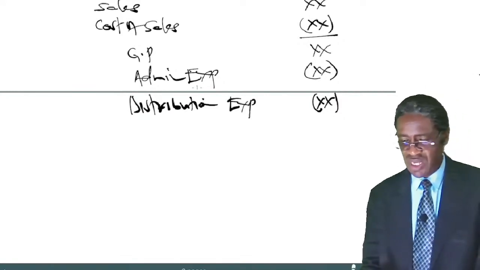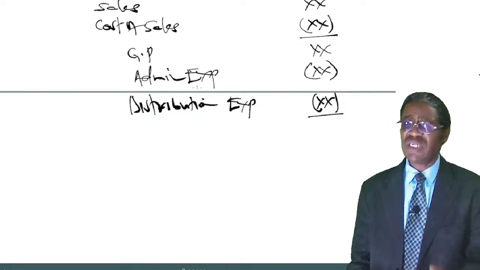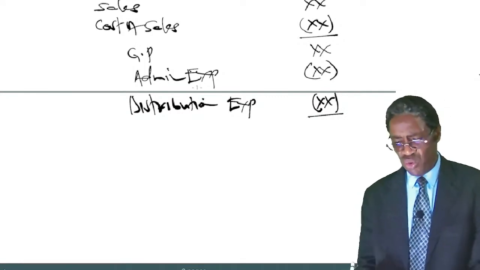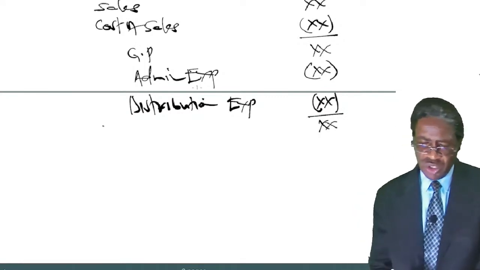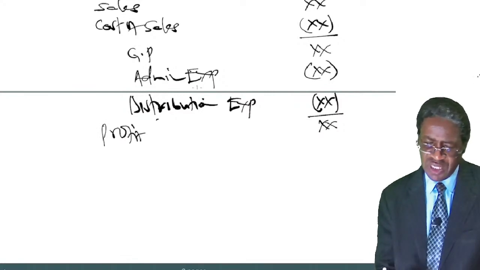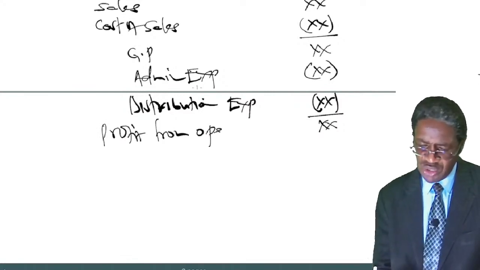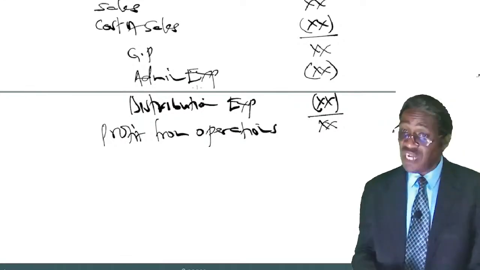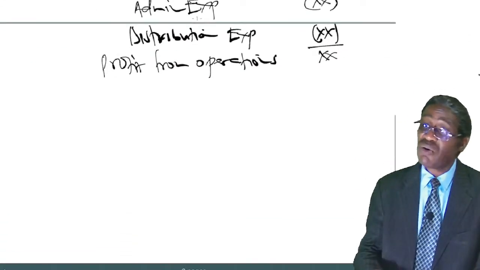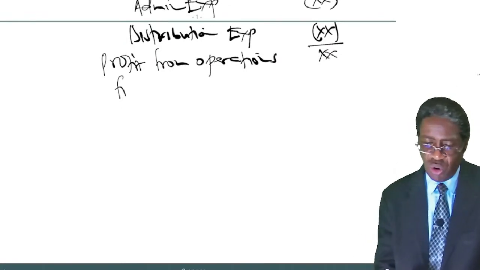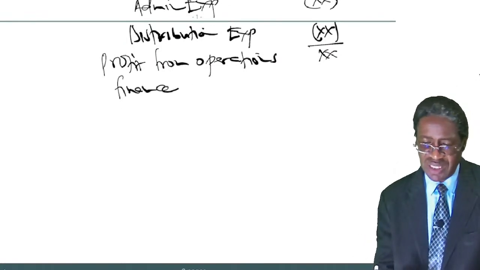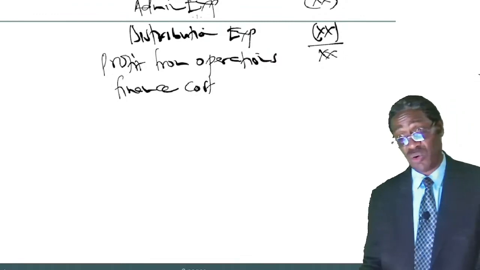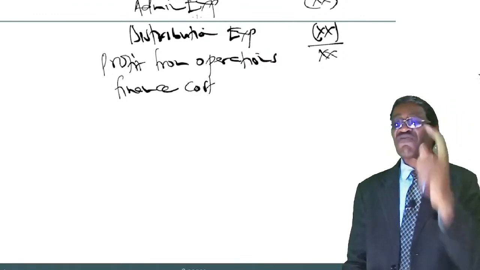Now listen, once you minus those two, you get what we call profit from operations. Then from there, you now charge what we used to call, we are revising, finance cost.